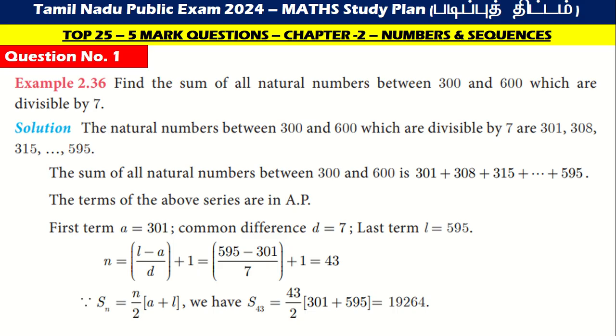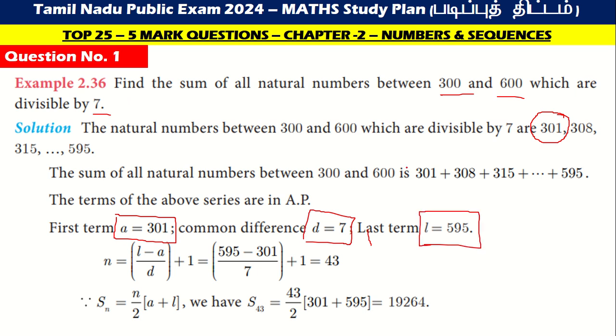So the first one is example 3.67. Find the sum of all numbers between 300 and 600 which are divisible by 7. From 300, the first number divisible by 7 is 301. So we will take a is equal to 301. The common difference is 7, as the numbers are divisible by 7, so d is equal to 7. To find the last term, the last term is 600. If you divide, you get remainder 5. So if you subtract 5 from 600, you get 595.